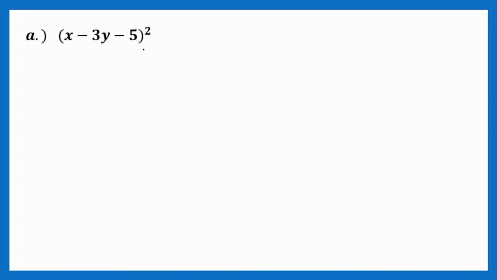Pattern muna, sabayan niyo sa pattern. A plus B plus C squared is equal to A squared plus B squared plus C squared plus 2AB plus 2AC plus 2BC. Okay, that's the pattern. Congrats sa mga nakasabay kay sir. Sana ito ay sa ulo niyo na. So, let me bring down the given x minus 3y minus 5 squared. This is A, this is B, and this is C.